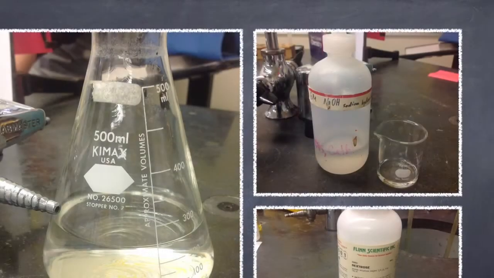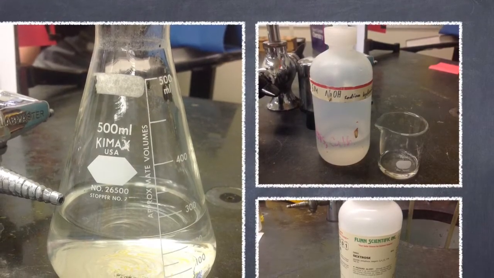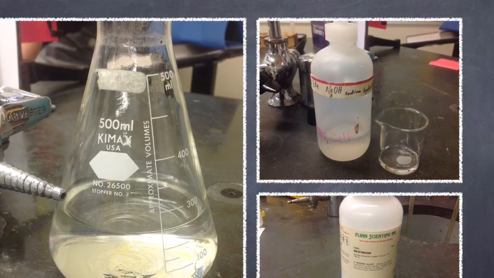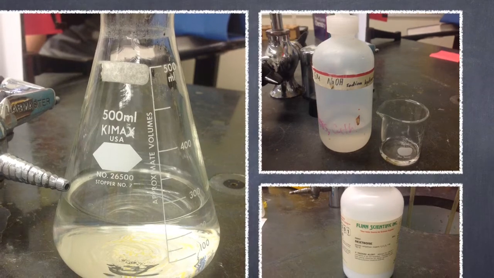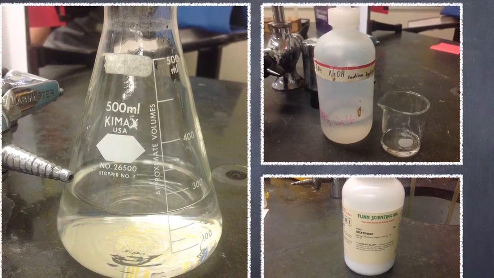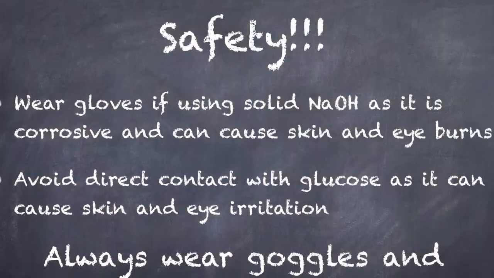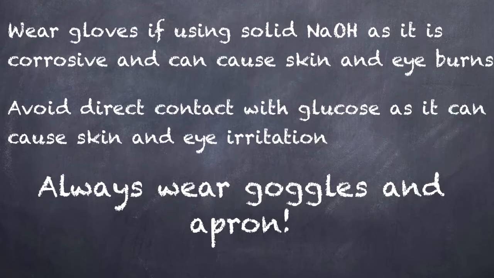In this lab, you will need 250 milliliters of distilled water, 5 grams of 6-molar NaOH, and 3 grams of glucose. Later, you will use indigo carmine as your indicator. Please take a moment to read through all the safety instructions for this lab.